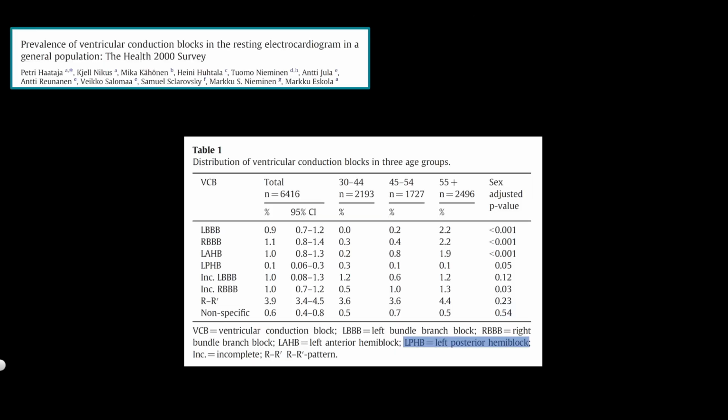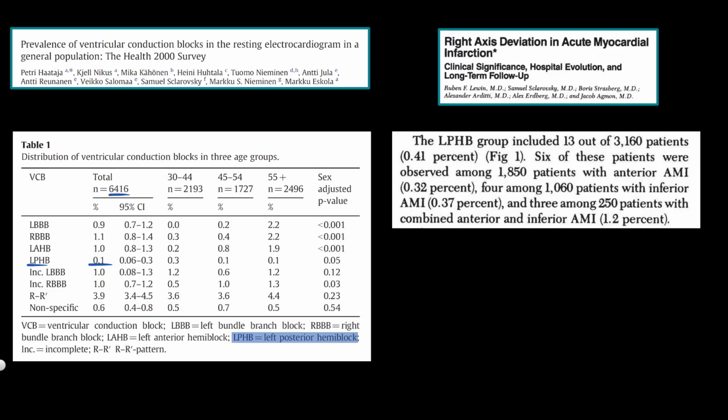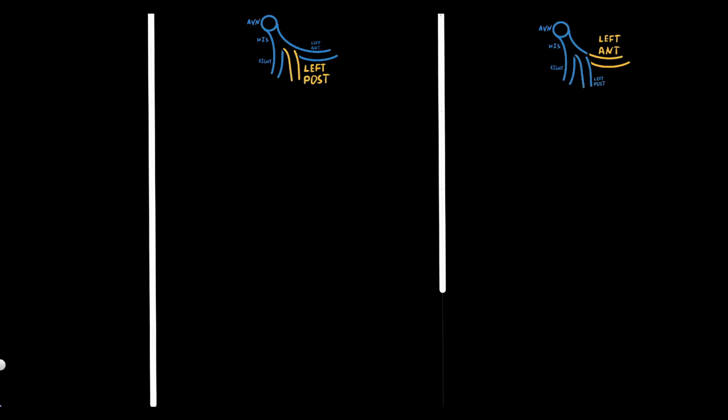Left posterior fascicular block is the rarest of all intraventricular blocks and extremely unusual when isolated. According to the data, it belongs only to 0.1% of all intraventricular conduction defects. In population with myocardial infarction, it belongs to 0.1% of cases. So this type of ventricular conduction block is extremely rare. It occurs so rarely because the left posterior fascicle is the least vulnerable division of intraventricular conduction system.